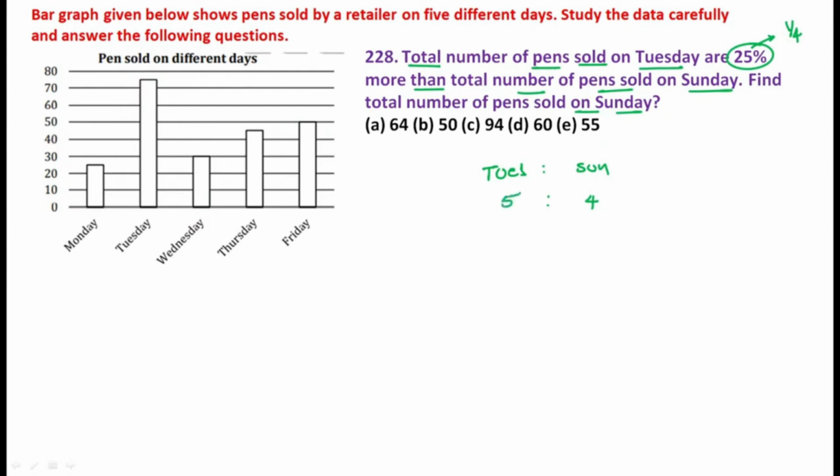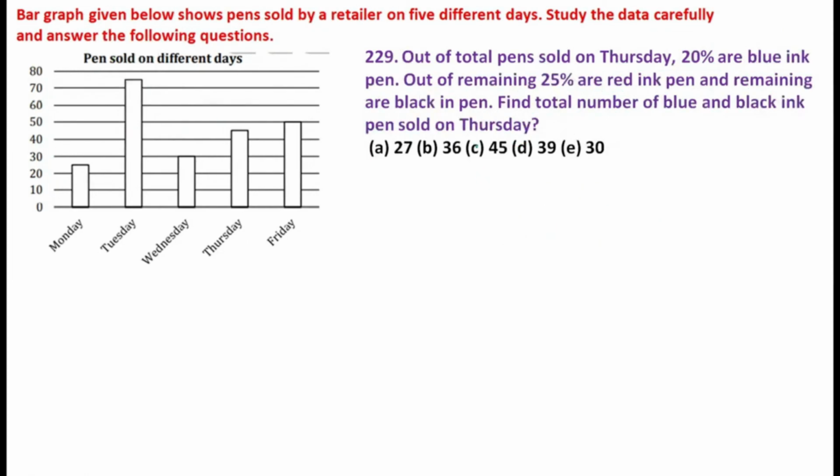Now, we can say that if there are 4 pens sold on Sunday, then definitely there are 5 pens sold on Tuesday. Now, we already know that the number of pens sold on Tuesday is exactly equal to 75 units. Now, you can compare the value. 5 units is equal to 75, so each unit is multiplied by 15. Now, the answer: 4 into 15, the number of pens sold on Sunday is exactly equal to 60. Now, let's see the next question.